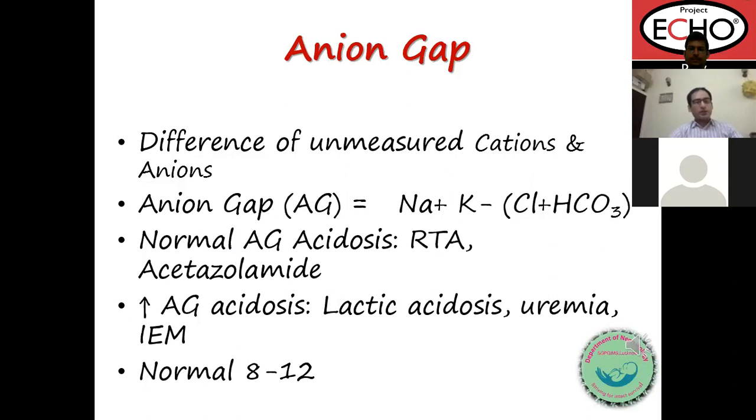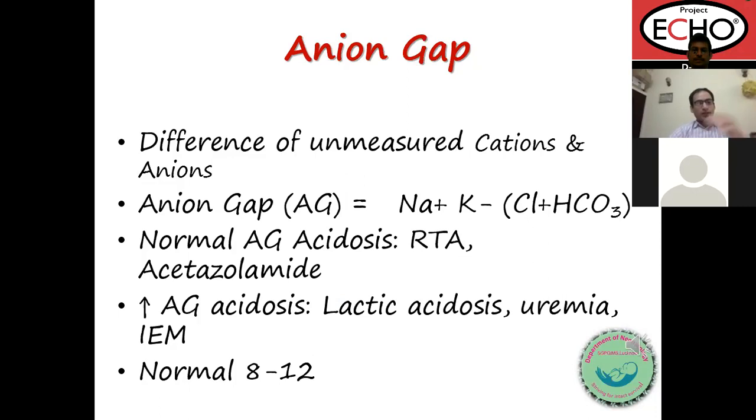Now, for metabolic acidosis, one important entity is anion gap. Normally, there is electrical neutrality, that is, cations (positive ions) and anions (negative ions) are equal. But certain anions cannot be measured with our biochemical tests. They are unmeasured ions. So normally, the left hand side, that is sodium and potassium, should have been equal to the right hand side, but it is not true because we are not able to measure some anions. So the difference, sodium plus potassium minus chloride plus bicarbonate, is the anion gap. That is the reflection of the unmeasured ions.